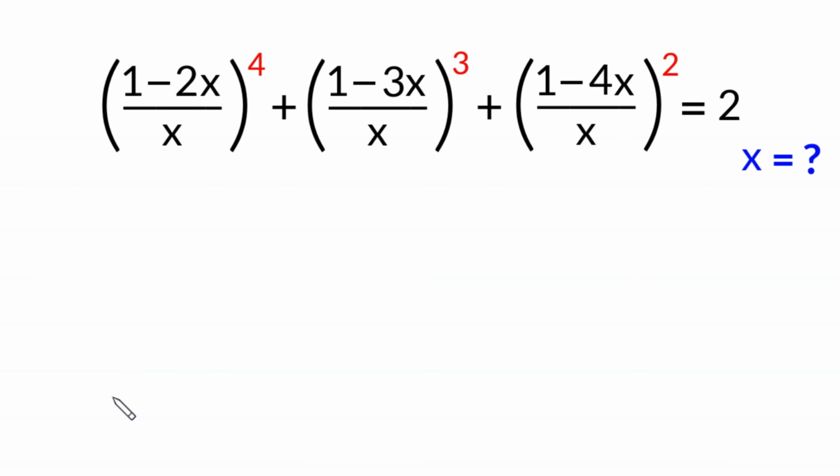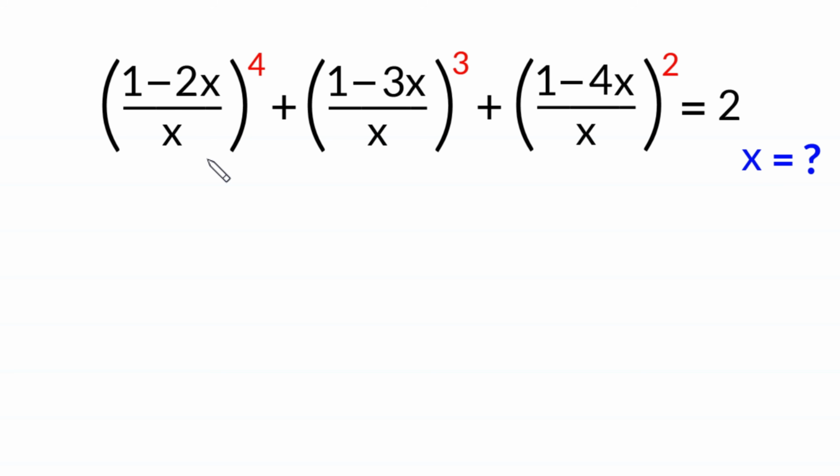Hello everyone, welcome to how to solve this very nice algebra equation: ((1 minus 2x) over x) to the power 4 plus ((1 minus 3x) over x) cubed plus ((1 minus 4x) over x) squared equal to 2. Our job is to find all possible values of x.